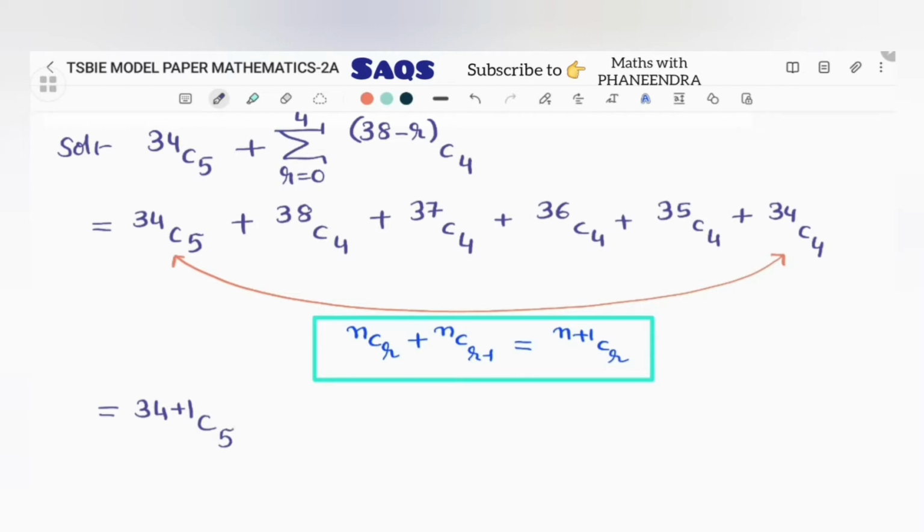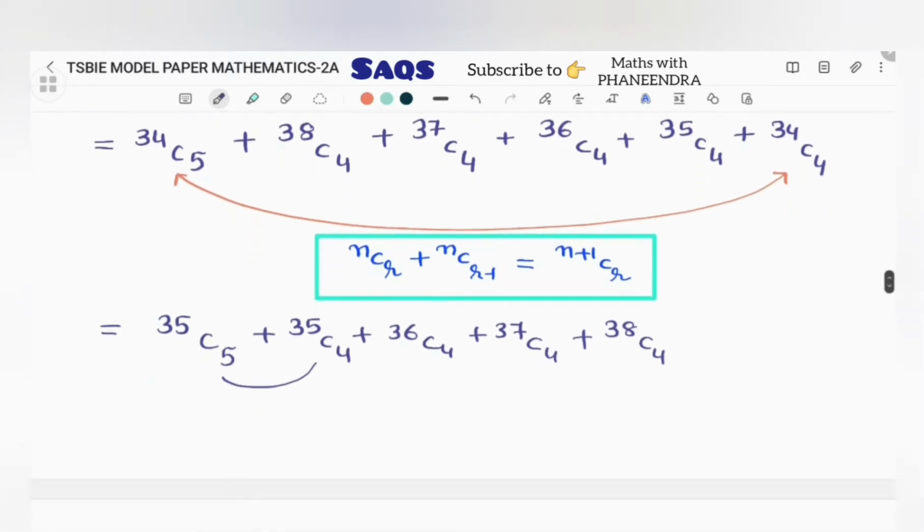See, r value is 5. The rest of the terms stay as they are, but you have to write from 35, 36, 37, 38. So 35C4, you understand, no? So we can write 35 here only, it's better. So 35C4, 36C4, 37C4 plus 38C4. Again from these two, 35C5 plus 35C4, we can write it as 36C5 plus 36C4 plus 37C4 plus 38C4.